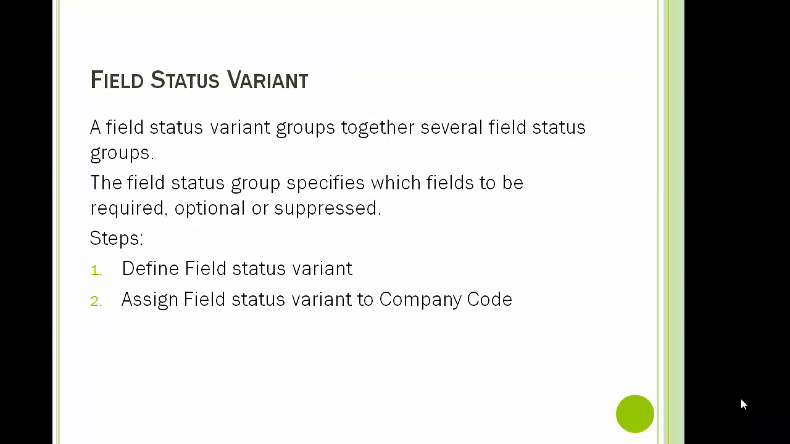Field status variant. A field status variant groups together several field status groups. The field status group specifies which fields are to be required, optional or suppressed. For example, in practical life, there are different natures of business transactions that take place in a day in an organization. There could be purchase of raw material, purchase of semi-finished goods, purchase of assets, purchase of services, making payments to the vendors for the purchases.